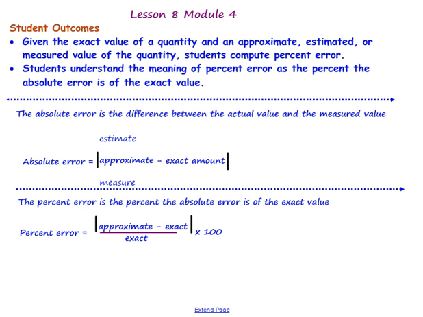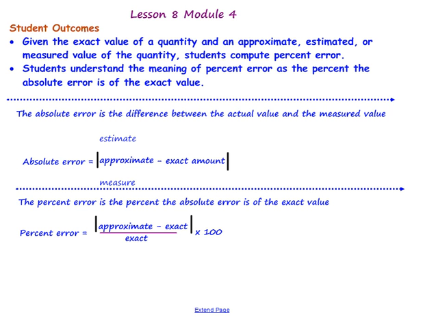Student outcomes for this lesson. Given the exact value of a quantity and an approximate, estimated, or measured value of the quantity, students compute percent error. Students understand the meaning of percent error as the percent the absolute error is of the exact value. We'll write this down in your summary at the end.